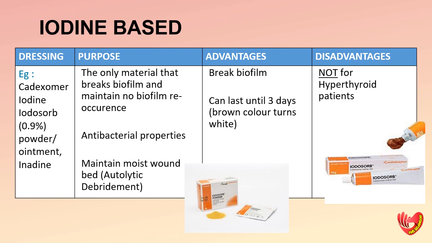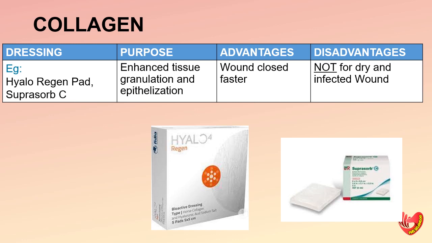Iodine-based dressing is the only material that can break biofilm and maintain no biofilm recurrence. It has antibacterial properties, and it also has autolytic debridement properties. It is not for hyperthyroid patients. Collagen is used for enhancing tissue granulation and epithelialization. Therefore, wound usually close faster. Do note that it is not for dry and infected wound.